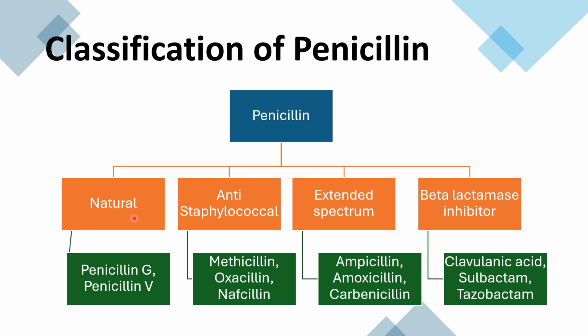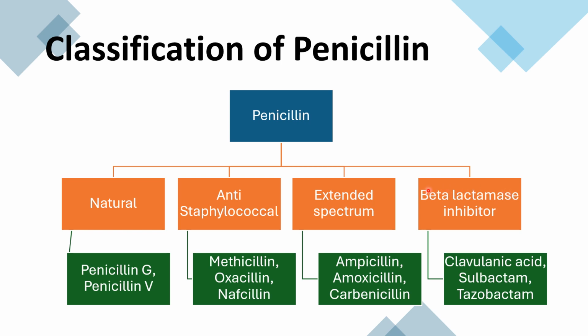Natural penicillins include penicillin G and V as we have discussed earlier. Anti-staphylococcal penicillins include methicillin, oxacillin, and nafcillin, and extended or broad spectrum penicillins include amoxicillin, ampicillin, and carbenicillin. Beta-lactamase inhibitors include clavulanic acid, sulbactam, and tazobactam.